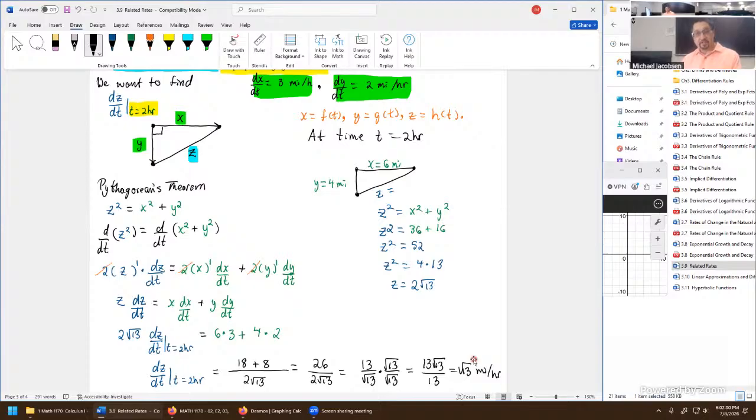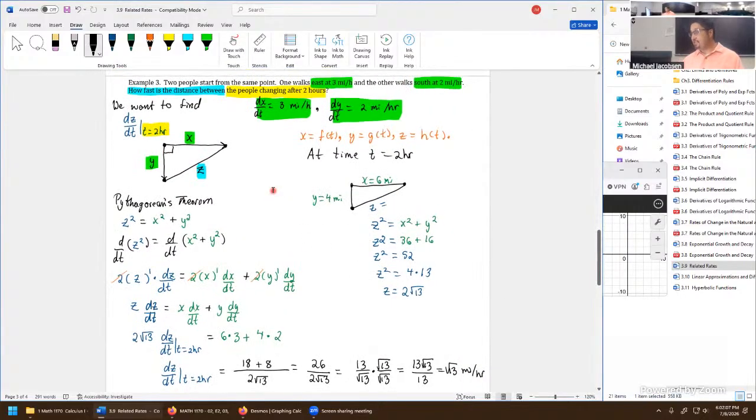Well, kind of a different kind of related rates problem. Any questions or comments at all, folks, running through this whole scenario here?